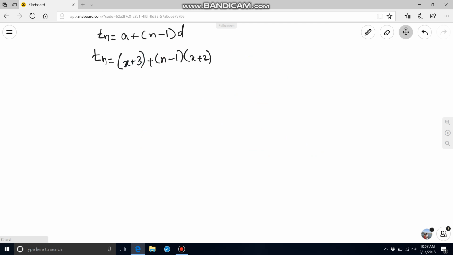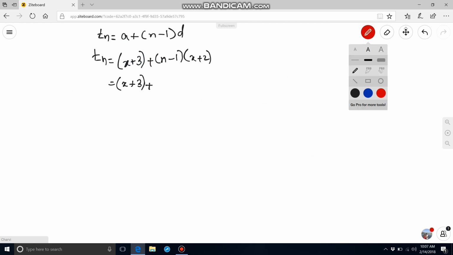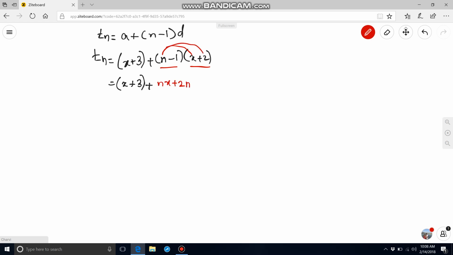So we have to expand this calculation, which gives us x plus 3 plus, these two brackets are in multiplication now, n minus 1 and x plus 2. Expand the brackets, which means n times x, n times 2, nx plus 2n. Next, minus 1 times x, minus 1 times 2, minus 1x and minus 2. This is the expansion. So now the first bracket is x plus 3, then we have nx, then 2n, then minus x and minus 2. We can cancel this plus x and minus x. Now we can write first 2n, next nx. And 3 minus 2 is 1.